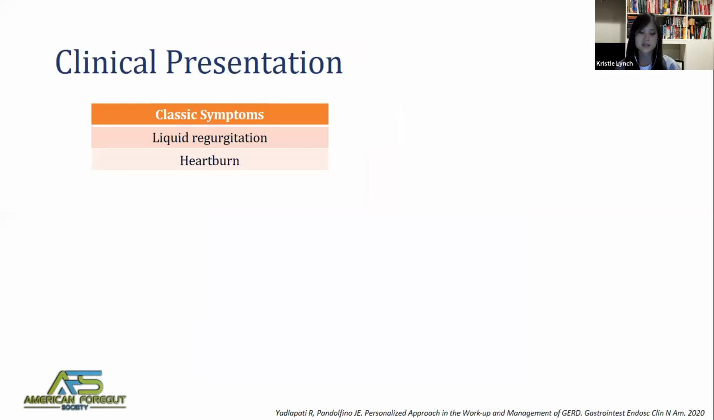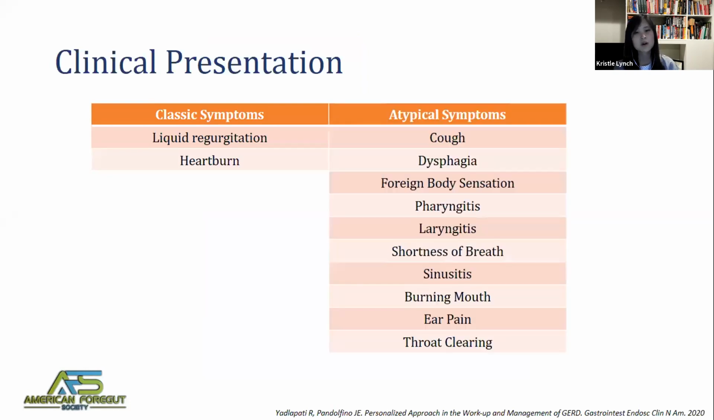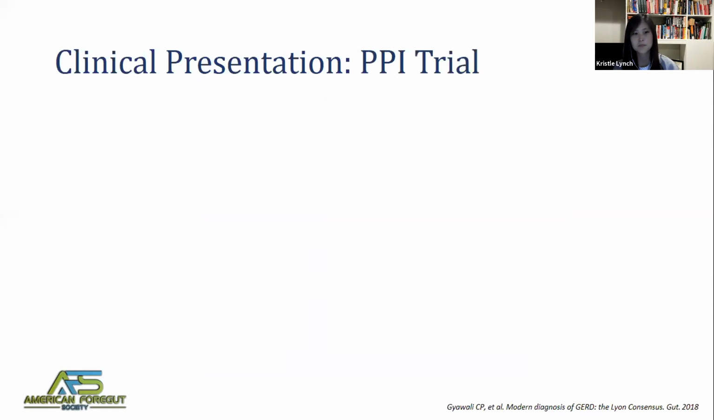So we know the classic symptoms of reflux. Patients come in with liquid regurgitation, as well as heartburn. But we also see a lot of patients with atypical symptoms, everything from cough to shortness of breath, burning mouth, ear pain. These are things that are not typically from GERD, but maybe from GERD. And so when patients have classic symptoms, we obviously have a higher suspicion.